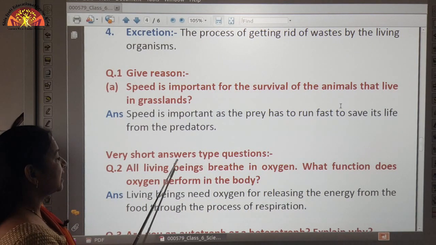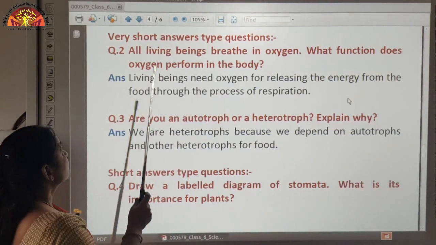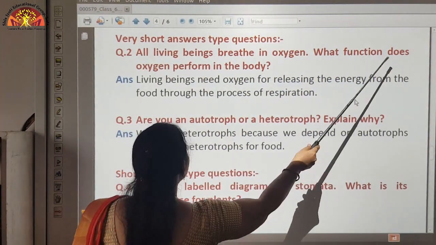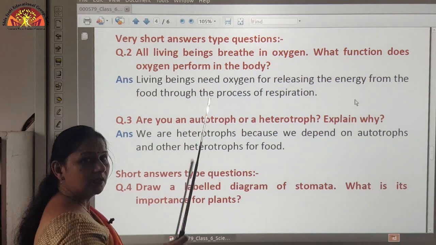Then the very short answer type questions. Question number 2 is: all living beings breathe in oxygen. What function does oxygen perform in the body?